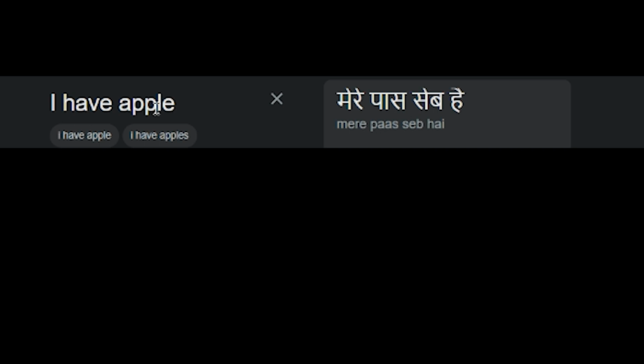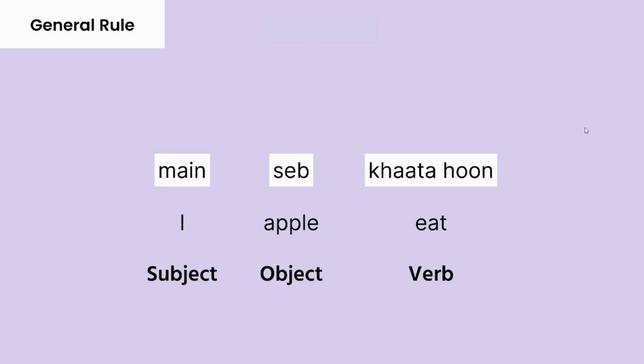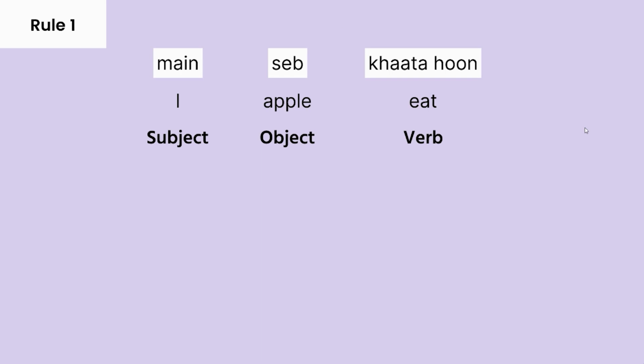मेरे पास सेब है. Okay, maybe it's just another rule that this verb seems to follow, right? Seems like a valid explanation. So now our general rule has turned into rule 1 and rule 2.